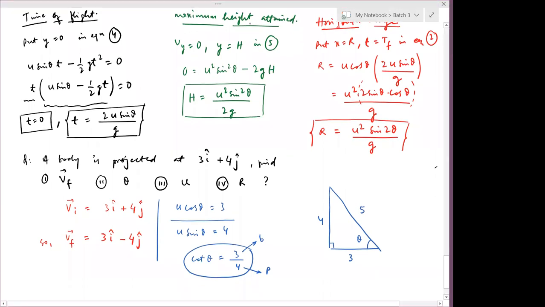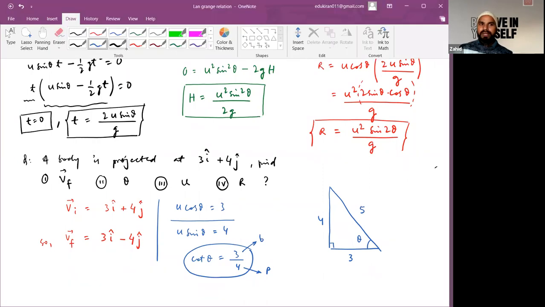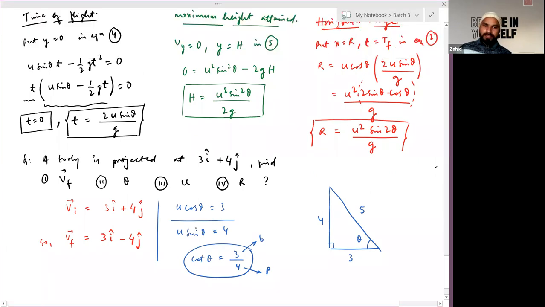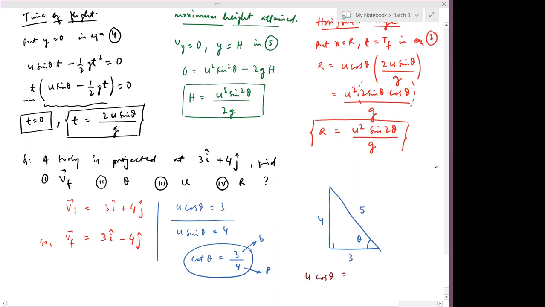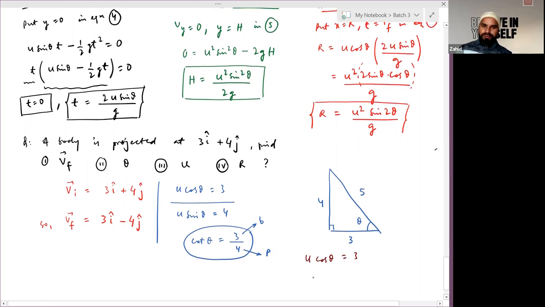Okay. Now, using this triangle, you may find the value of u by putting the value of cos theta or sine theta in these two terms. So u cos theta equals 3. If you put the value of cos theta using this triangle, cos theta is base over hypotenuse. So it will be 3 by 5 is equal to 3. So u is just 5 meters per second.